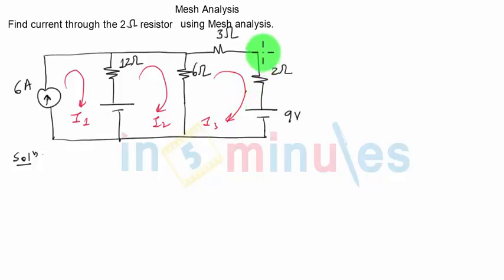Now you can see that this I3 will simply flow through the 2 ohm resistance, and hence once I get the value of I3, I will also get the final answer, which says find the current through the 2 ohm resistor. Please remember, we cannot use any other method of simplification because we have to use mesh analysis as mentioned in the question. So we have identified the 3 meshes.